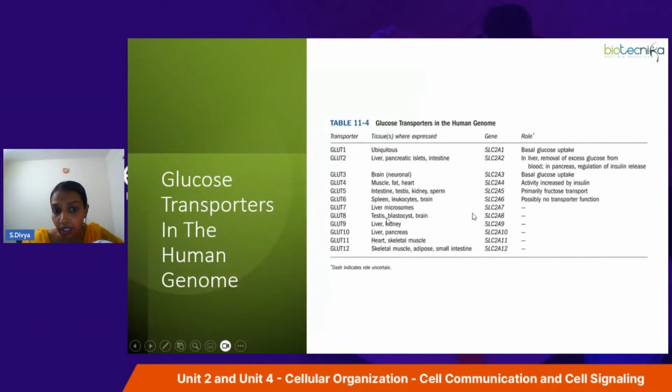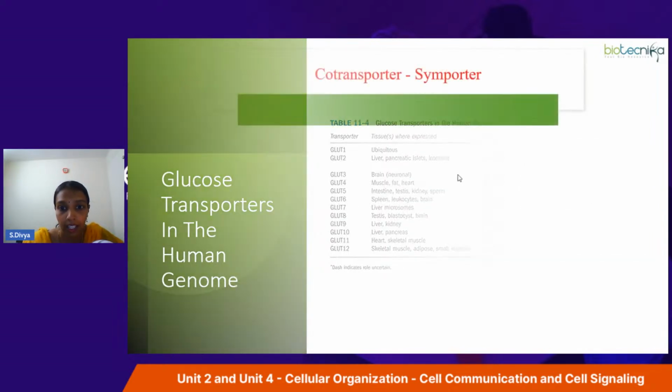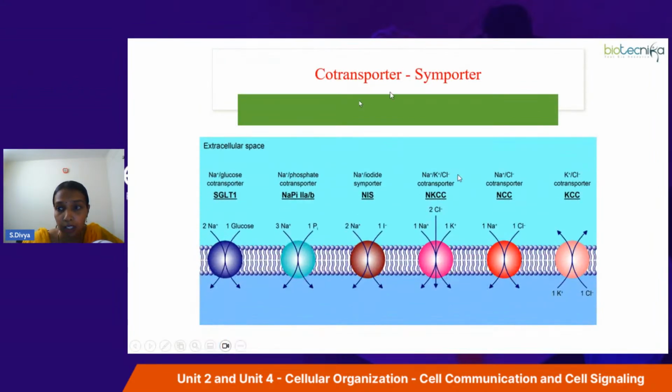Right. Next, you have 4, that is muscle, fat and heart, 3 exclusively in brain, and 5 is considered to be a fructose transporter, specifically present in intestine, testis, kidney and sperm. Next, there are some examples of co-symporters like SGLT1. Other than that, there is the sodium phosphate co-transporter, the iodide symporter, and the sodium potassium chloride and potassium chloride co-transporters. So all these transporters are expressed in different parts of our body.